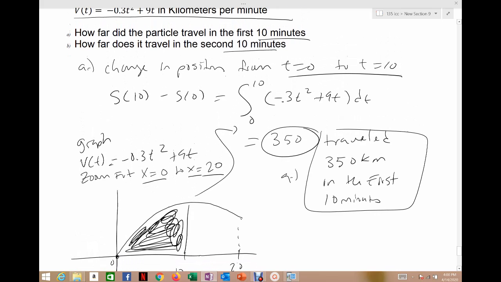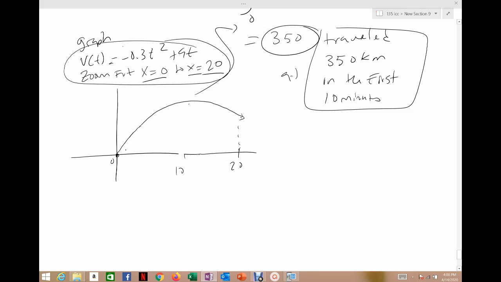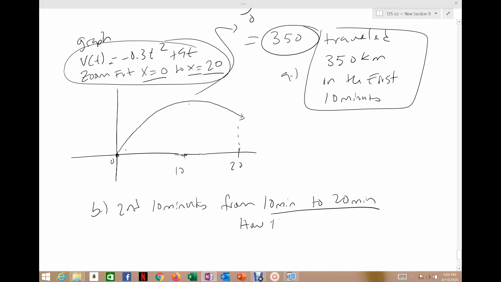Now I'm ready to answer part B, and again I'm going to use the calculator and the same graph. I'll just hit regraph so I get rid of this area. It's the same function, still my velocity function. Part B is now asking for the second 10 minutes, how far did it travel? Which means from 10 minutes to 20 minutes.